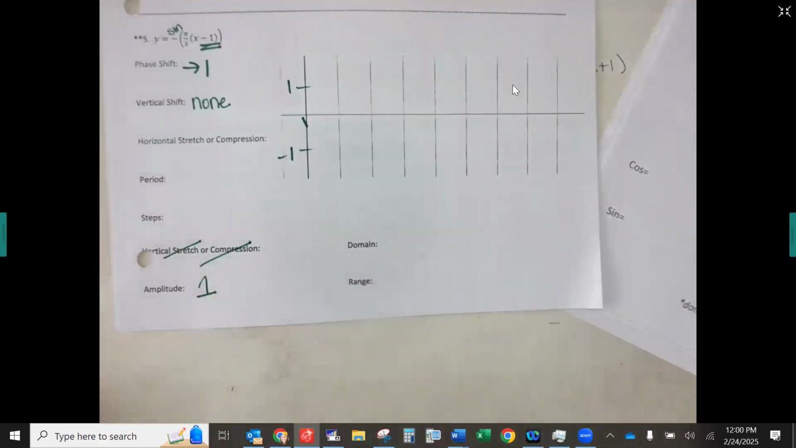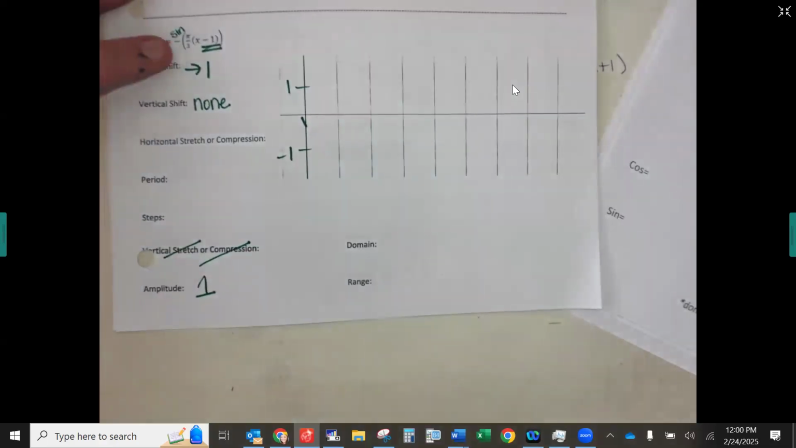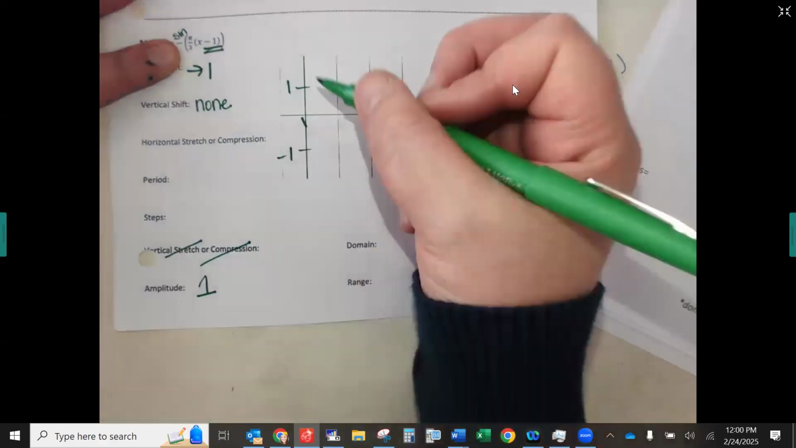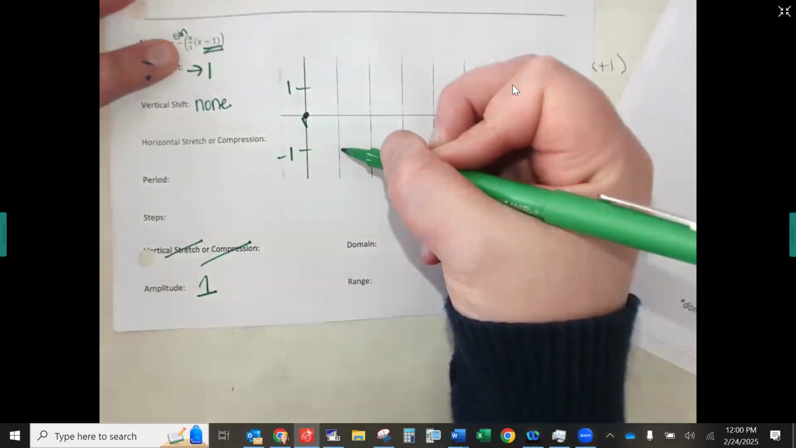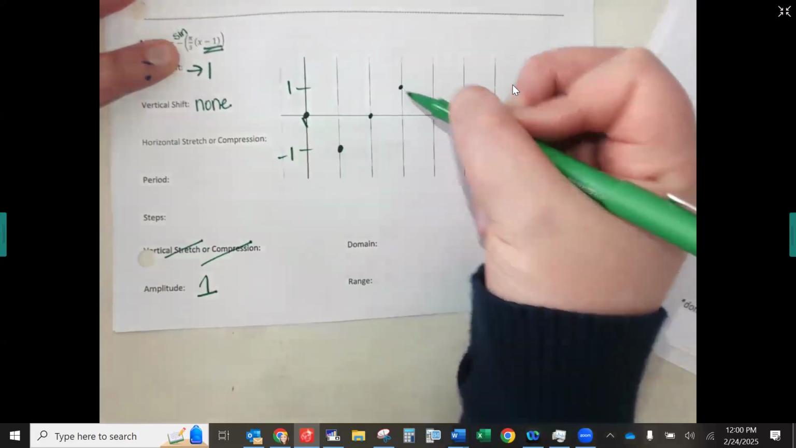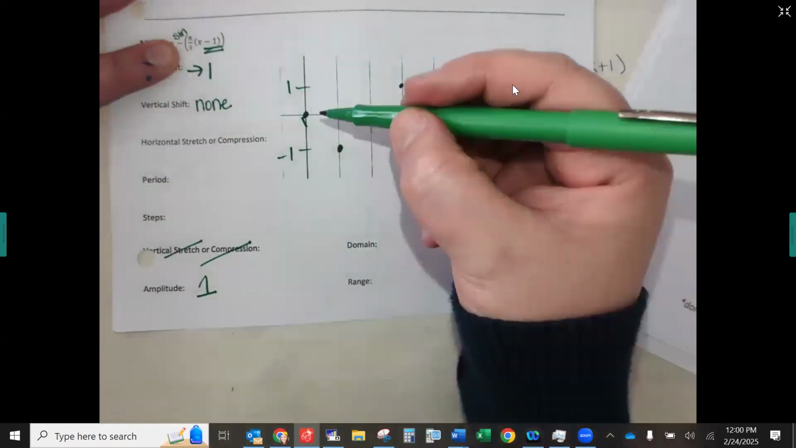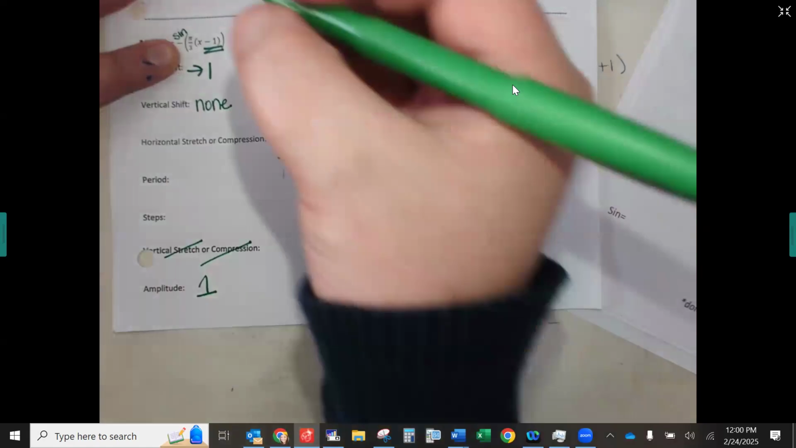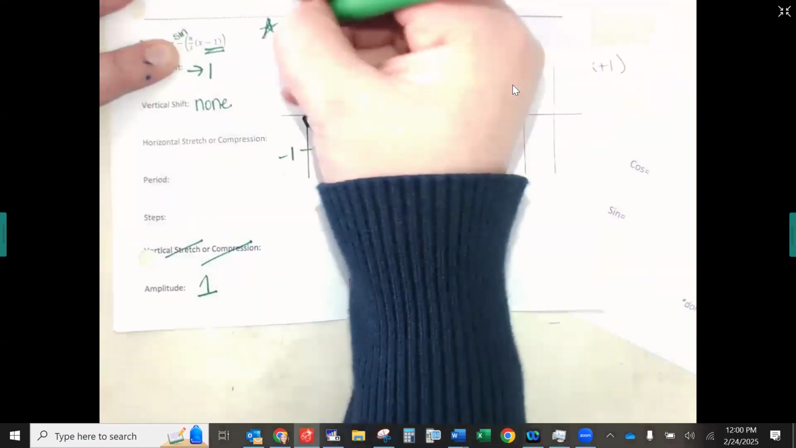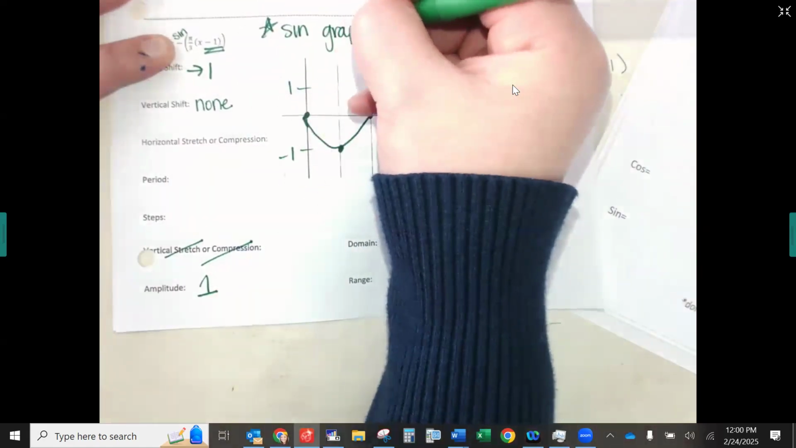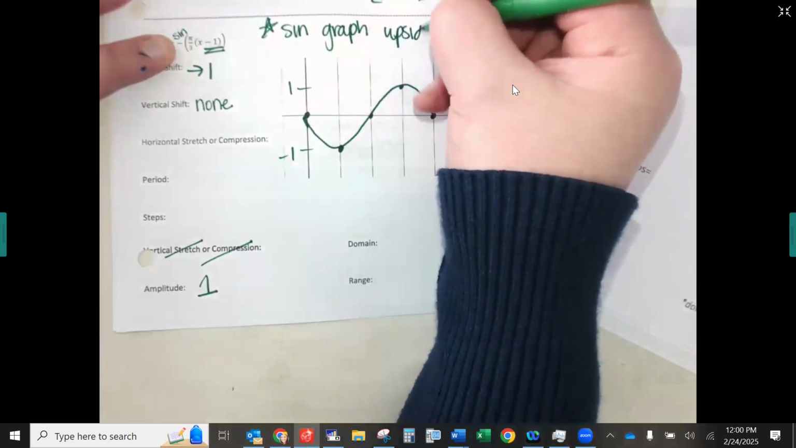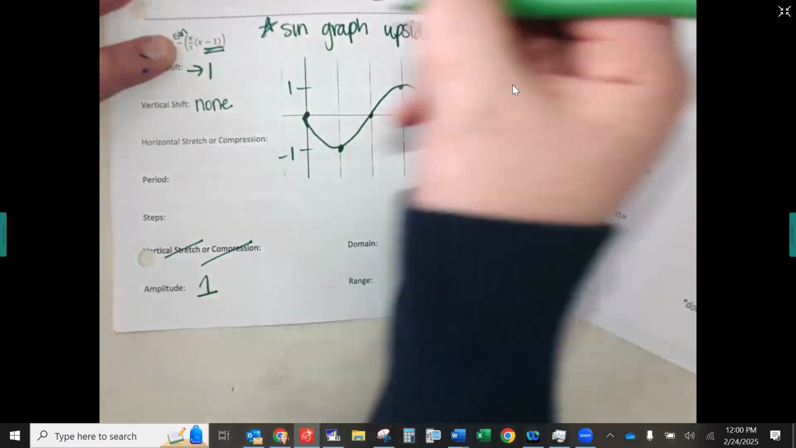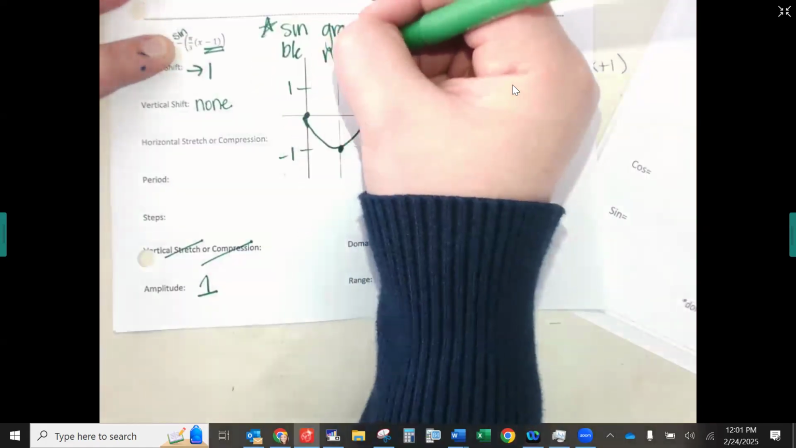Normally, the sine graph starts at the center and goes uphill. Which way will it go this time? Because of what? The negative in the front. So you're still going to start at the center, but you're going to go down, up, down. Okay. And then I'm going to put a little note here. Sine graph upside down. Because negative in front.